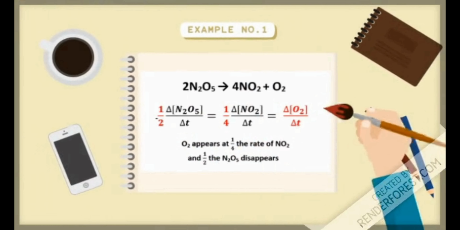Rates of change will obey stoichiometry. So for example, if we look at this reaction, we get to understand that oxygen appears at 1/4 the rate of NO2 and at 1/2 the rate at which N2O5 disappears.